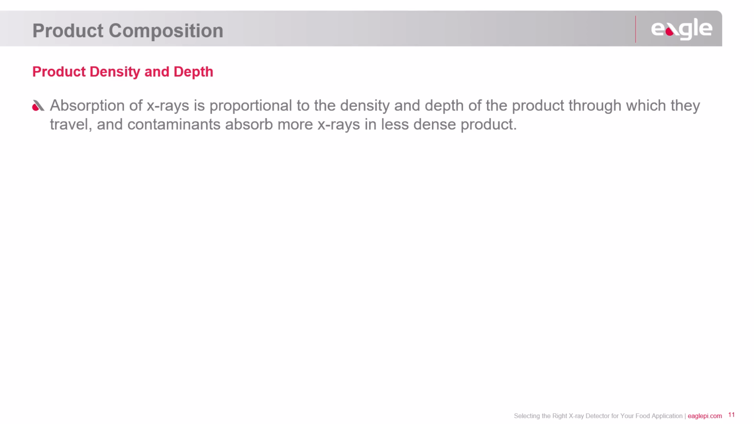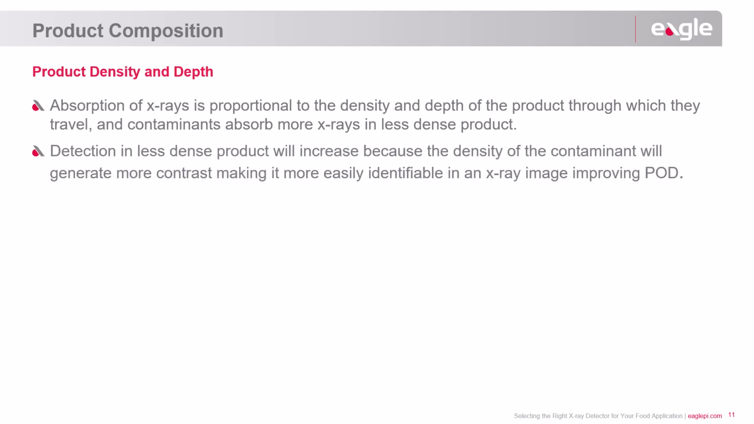Thicker products generally require more energy to penetrate in order to effectively identify contaminants. Utilizing a low-energy inspection source is often the optimal approach, as it minimizes the energy requirements for the inspection process. This not only enhances the efficiency of contaminant detection, but also prolongs the lifespan of the inspection equipment, particularly the X-ray tube, since it operates under less strain with lower energy levels.